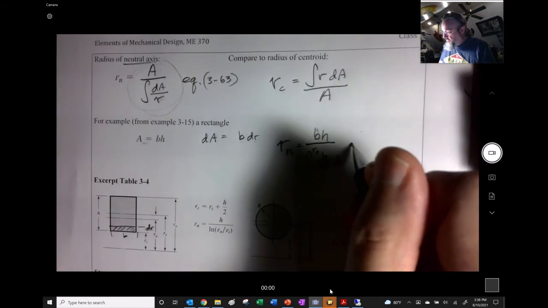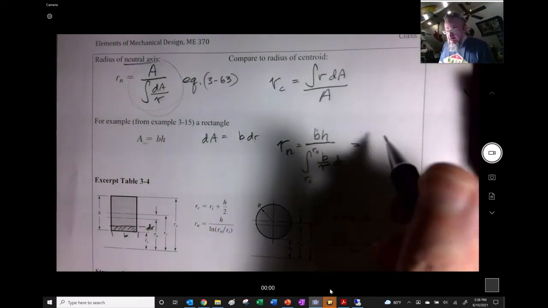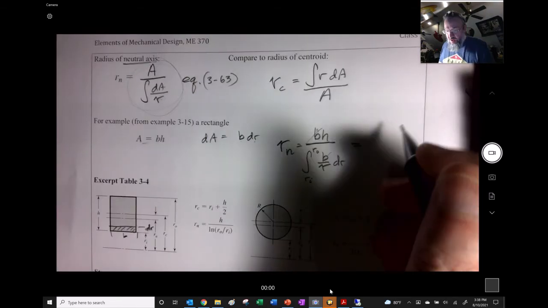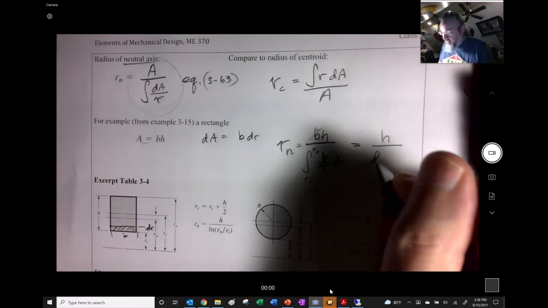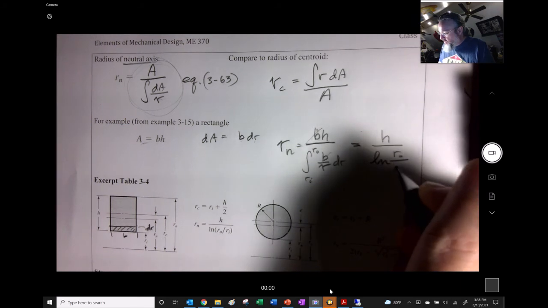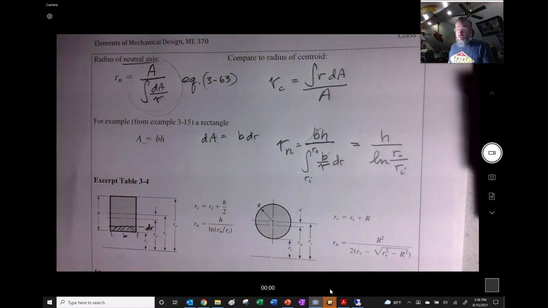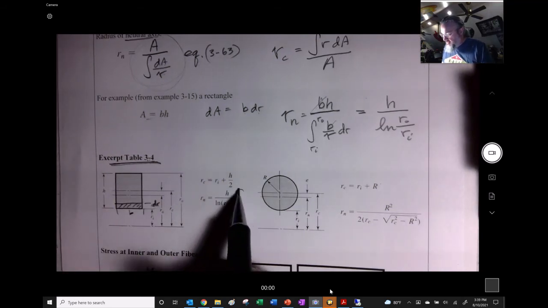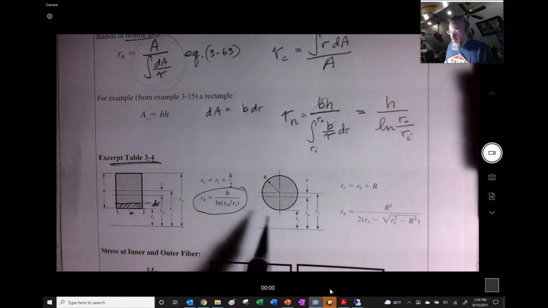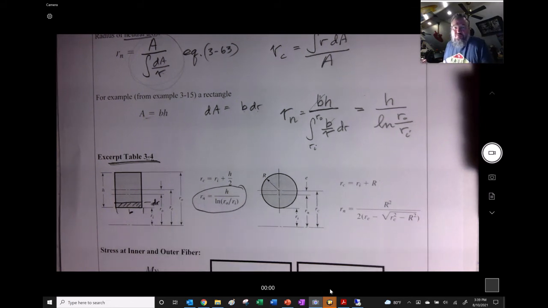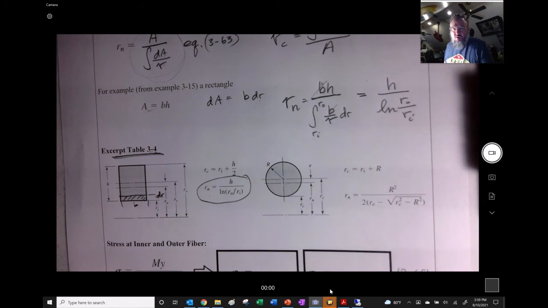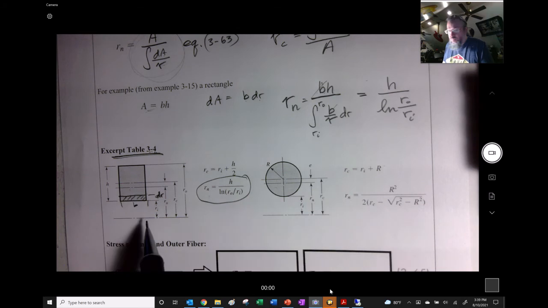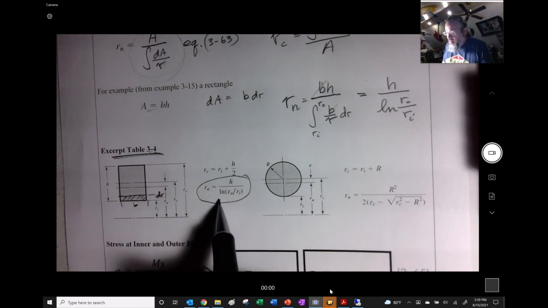right? And if you do that, you find out this B is going to cancel out. That's a constant, right? That base is a constant to the thing. And all you're left with is H divided by the natural log of Ro over Ri. Well, if you look it up in table 3.4, you're going to find that's what they just told you, Rn. So it's kind of a proof. I didn't derive the thing all the way, and we don't need to go through this process each time because it's done for us in table 3.4, but that's where it comes from.